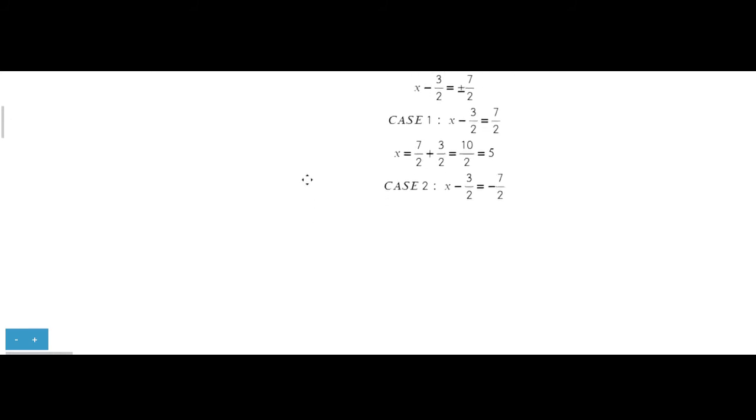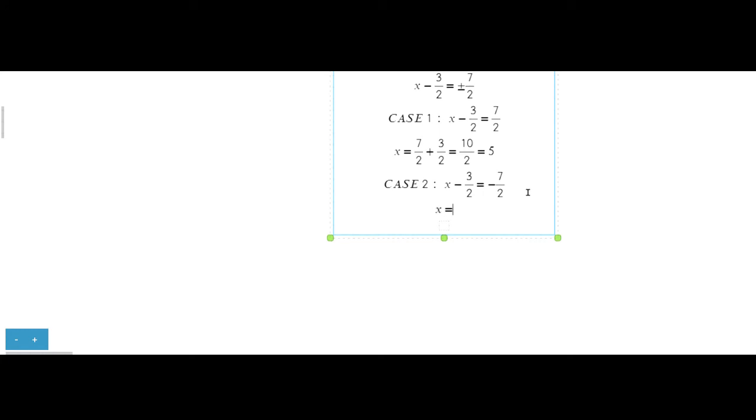Similarly, solve for case number 2 here. That x is equal to minus 7 by 2 plus 3 by 2, which will be equal to minus 7 plus 3, which is minus 4 by 2, which will be equal to minus 2. So once again, we can write down here the roots of the equation: x is equal to 5 and minus 2.